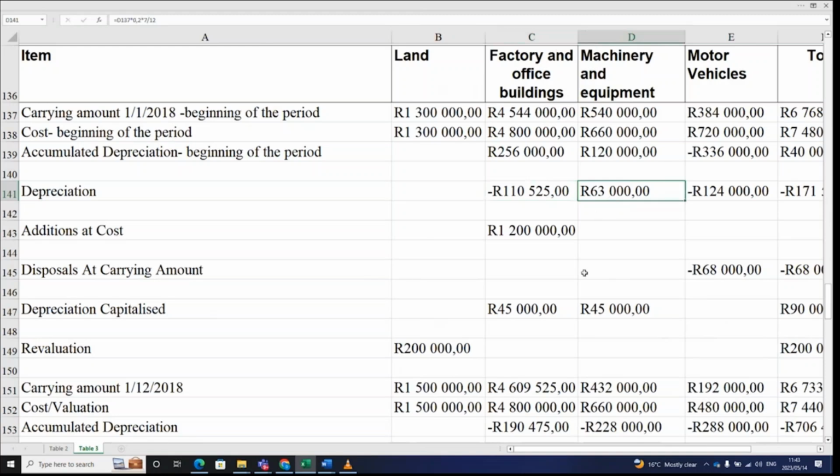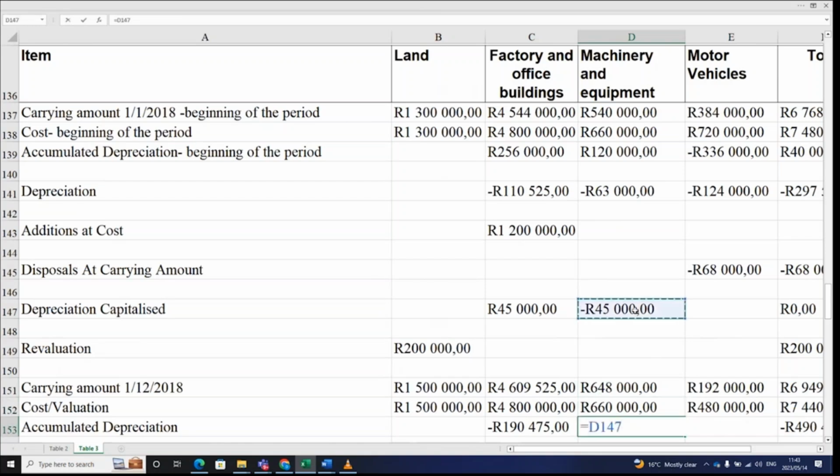Let me just fix the signs for consistency. Although this depreciation is capitalized, remember it's added to the cost of the building that was constructed. So over here my cost has stayed the same. I just want to add the accumulated depreciation. So that's all consistent.